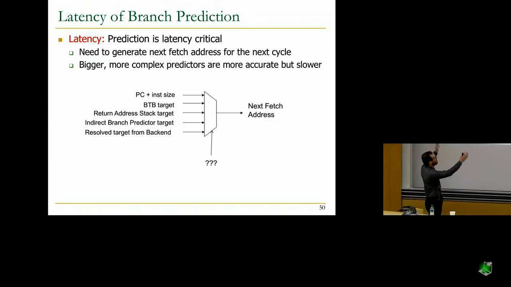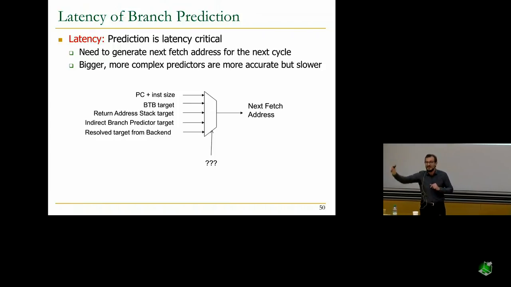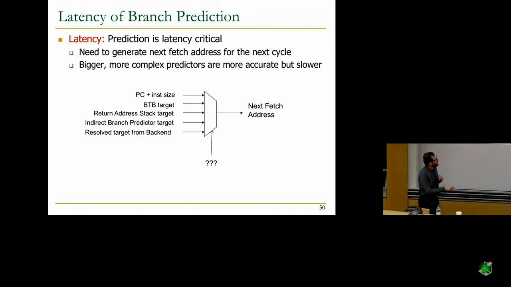Because if you put a huge predictor over there, that's going to affect your cycle time immediately. And this is one of the tight loops in the pipeline. There are these loops, or microarchitectural loops, in the pipeline, which means that you need to produce a value and consume the value in the next cycle. Next fetch address is one of those values. There's another loop, which is a data dependency loop. You need to produce the output of an instruction, and the dependent instructions need to consume that output. That's the data dependency loop, right? But this is actually a much tighter loop over here.